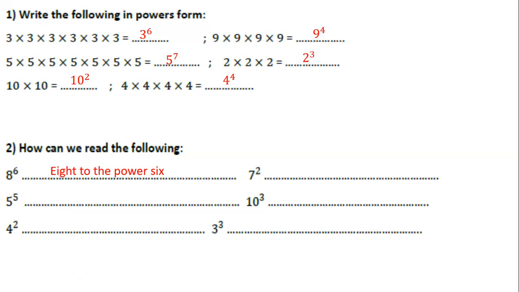The second one, Lana. Yes, miss. How do we read it? 7 to the power 2. What do we say about the power 2, Lana? How do we read a power 2? Squared. Yes. Read the second one down, Lana. 5 and 5. How do we read this one? 5 to the power 5. Thank you, Lana. 5 to the power 5.